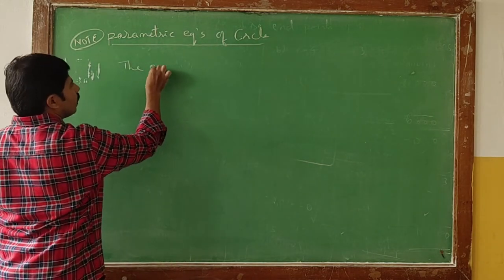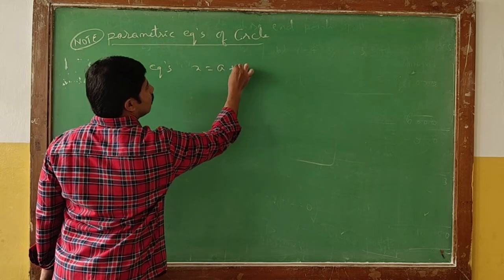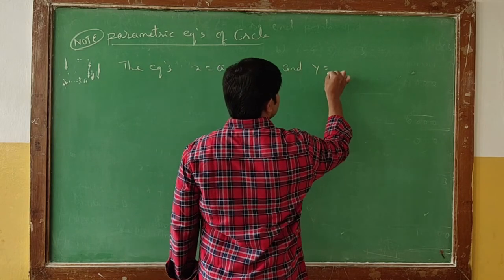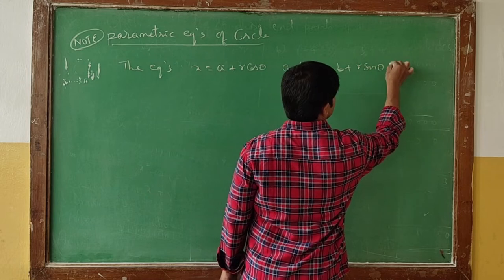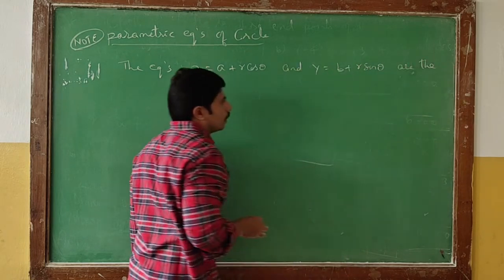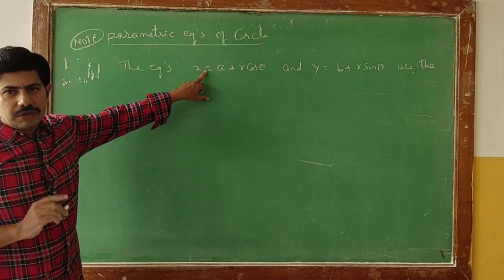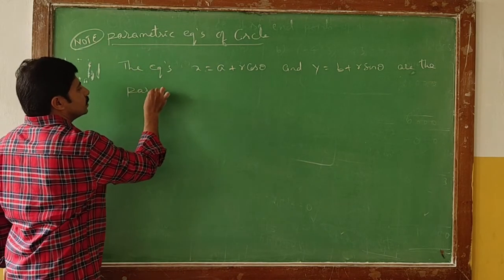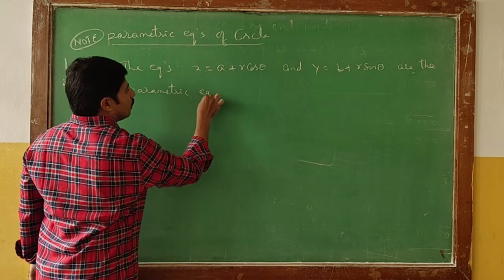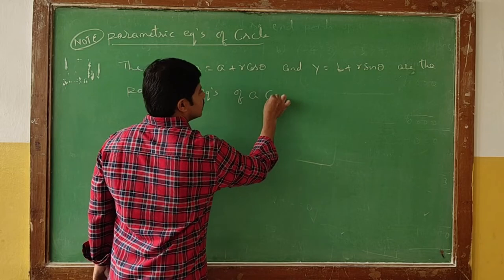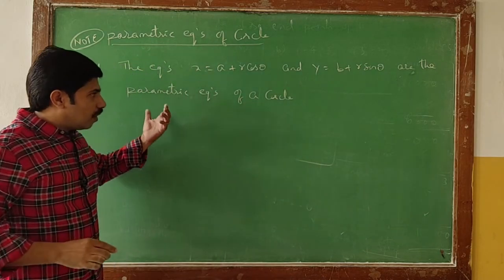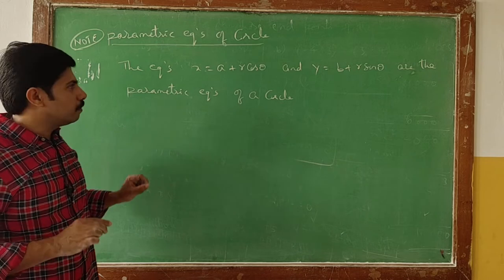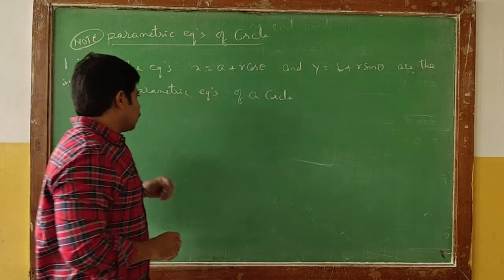The equations x is equal to a plus r cos theta and y is equal to b plus r sin theta are the parametric equations of a circle. Here, of a circle means what? It can be a general equation of a circle, x square plus y square plus 2gx plus 2fy plus c is equal to 0. So, these are the parametric equations of a circle.